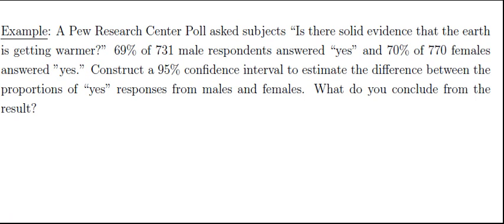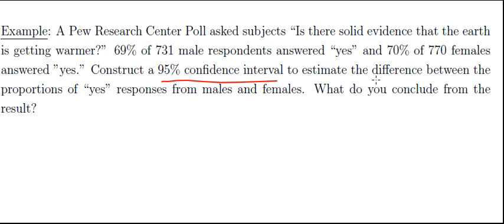Okay, we're going to do one final example for a confidence interval for two groups. And we're going to start on this page here with the Pew Research Center poll. Asked subject is there solid evidence that the Earth is getting warmer? 69% of 731 males responded yes. 70% of 770 females answered yes. And we want to construct a 95% confidence interval.